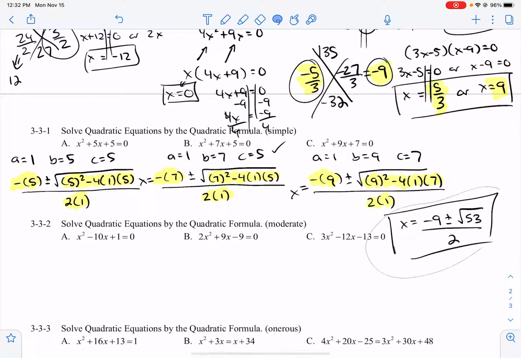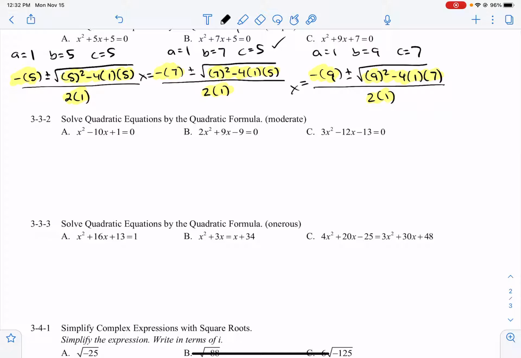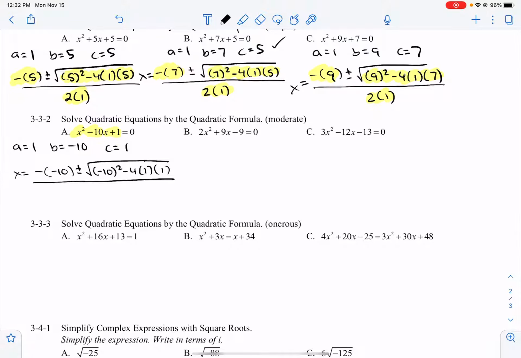Okay, let's try a few that we can clean up a little bit more at the end. So my little a is going to be 1, my B is going to be negative 10, and my C is going to be 1. Remember, I'm getting those numbers right here. So when I plug that into my quadratic equation, x equals negative negative 10 plus or minus the square root of negative 10 squared minus 4 times a, which is 1, times c, which is 1. All of that is divided by 2 times 1.